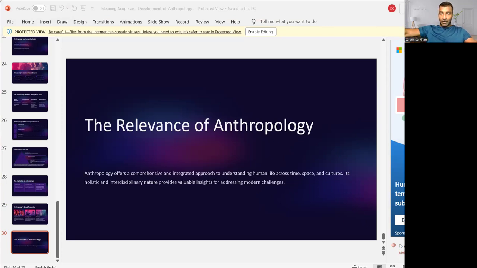Anthropology offers a comprehensive and integrated approach to understanding human life. By studying humans in all their diversity across time, space, and culture, anthropology provides valuable insights into social, cultural, and biological factors that shape human societies. Now, whether studying ancient civilization or modern urban communities, anthropology helps us better understand what it means to be human.